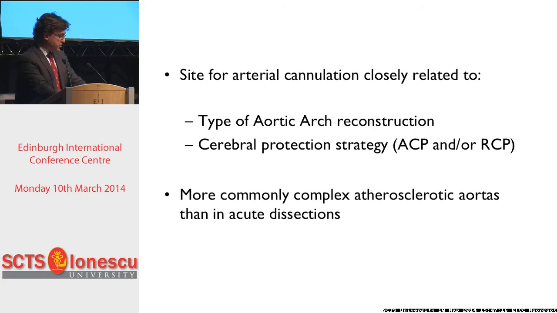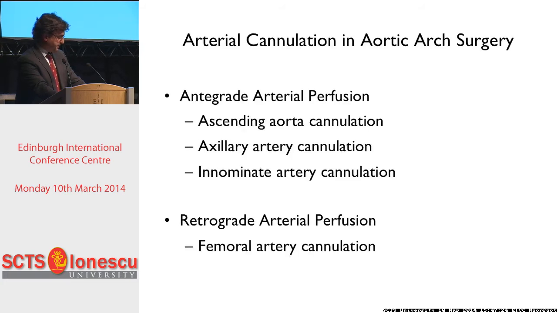Aortas with aneurysms are usually more complex than dissections, by meaning that atherosclerosis can give you a lot of debris. Again, the concept I think is very important for the antegrade arterial perfusion rather than central versus peripheral. The sites you can cannulate for ascending aorta and aortic arch surgery is the ascending aorta itself, axillary artery cannulation, innominate artery cannulation is also an option. And of course, femoral artery cannulation, which is being practiced by many, but it's retrograde arterial perfusion.